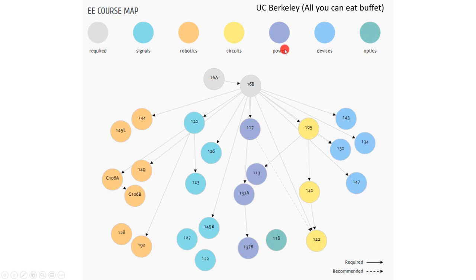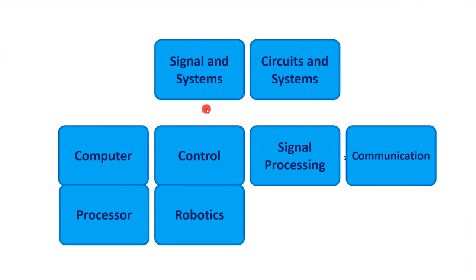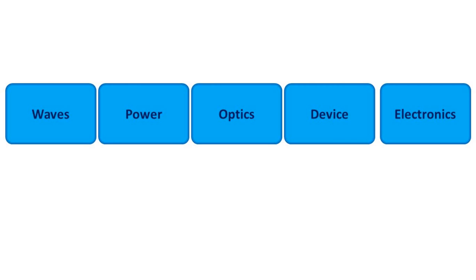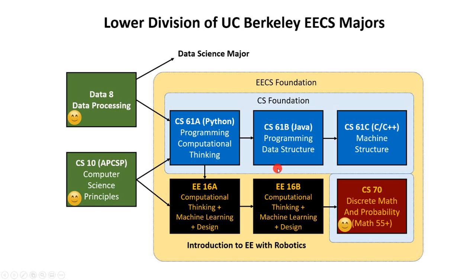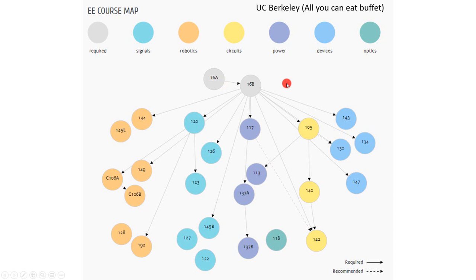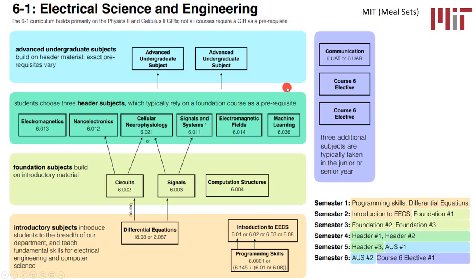So UC Berkeley is a department that allows you to take whatever course you like. So after EE16A and B, the core courses, you are allowed to take any course that you like. It can be in the signal field, robotics, circuit, power, device, and optics. So basically go back to the core course that we talked about in the EE system and the electrophysics. Basically, they allow you to take whatever course you like. It is an all-you-can-eat buffet style.